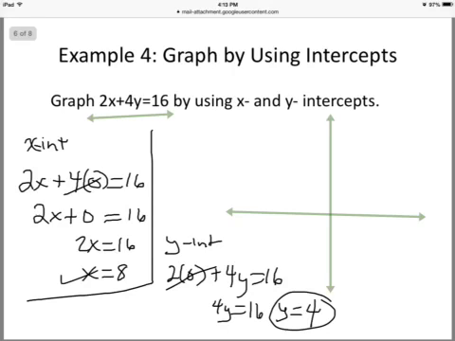So here we have the x-intercept and the y-intercept, and when we use that to graph, we'll go over to the x-axis, find 8, 1, 2, 3, 4, 5, 6, 7, 8 right here, and that's going to be the first point. And then we can go to the y-axis and find 4, 1, 2, 3, 4, and then we have that dot, and then we'll connect our dots, and voila, we have the graph of this particular equation.